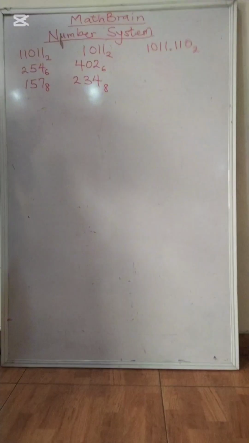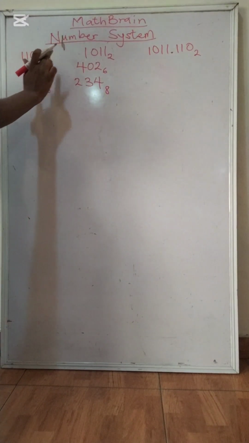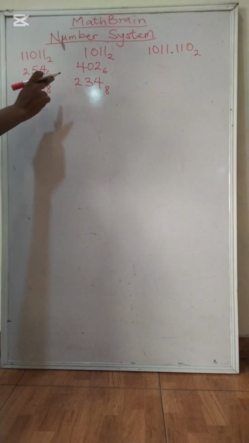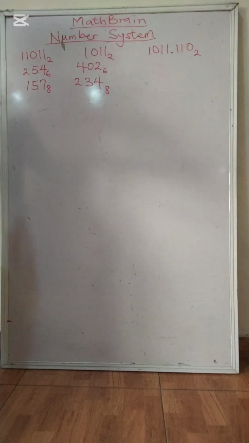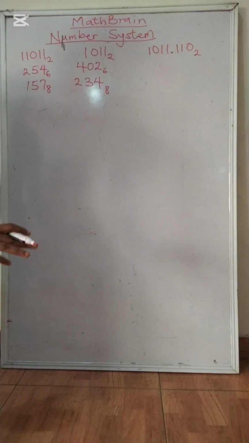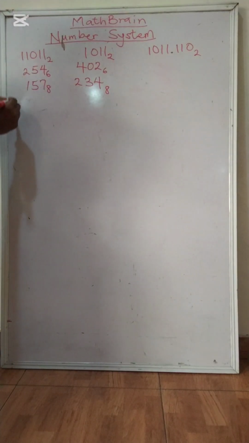Now the thing is, if you can convert base 2 to base 10, you can convert from base 6 to base 10, and you can also convert from base 8 to base 10. It means that you can convert from base 3 to base 10, from base 4 to base 10, and from base 5 to base 10. You can literally do from any base to base 10. Now let's start with the first one.